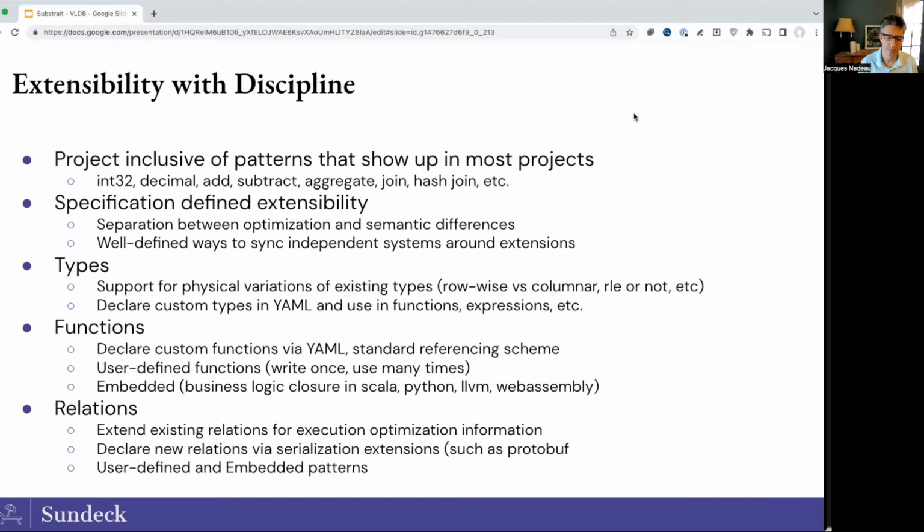So when we say discipline around extensibility, one of the key things that we're very focused on is the separation between optimization and semantic differences.